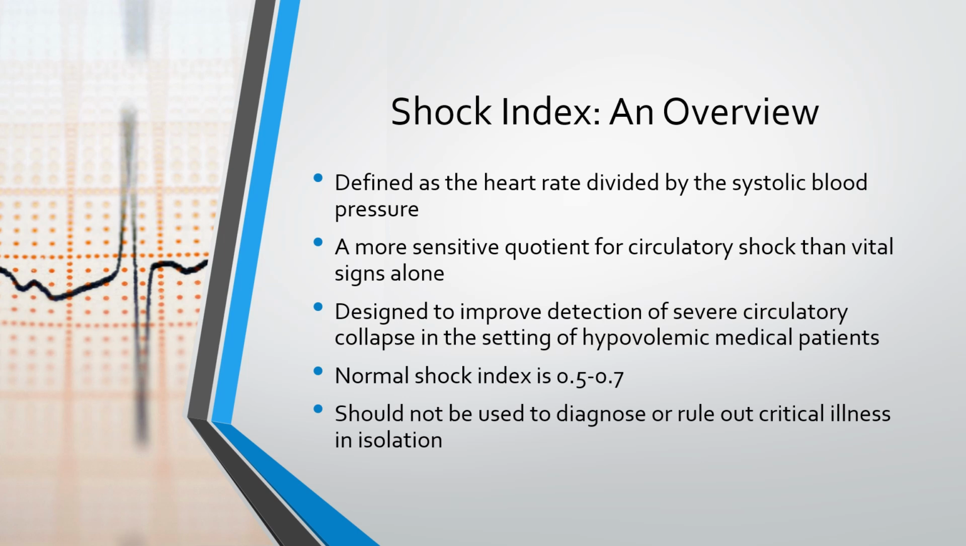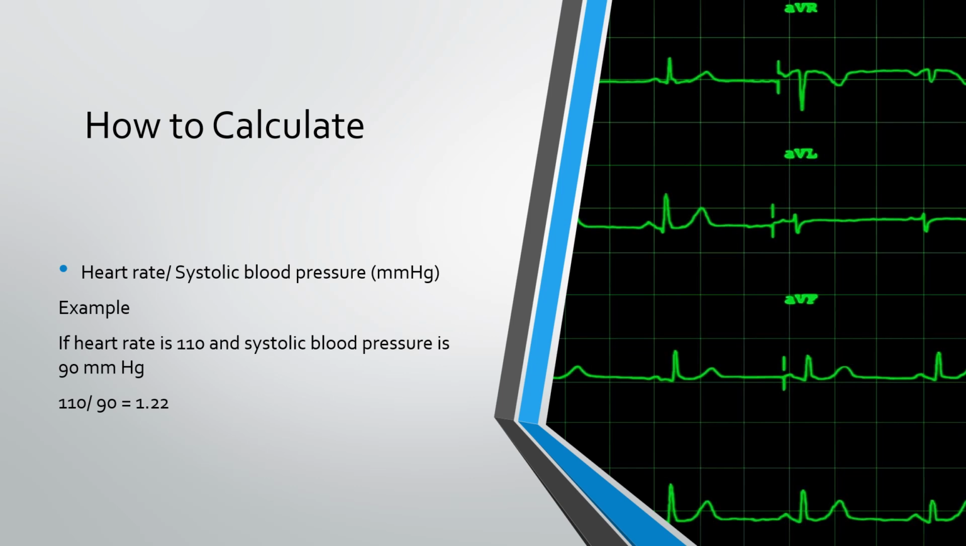Normal shock index is 0.5 to 0.7. It is important to understand that shock index should not be used to diagnose or rule out critical illness in isolation. How is shock index calculated?